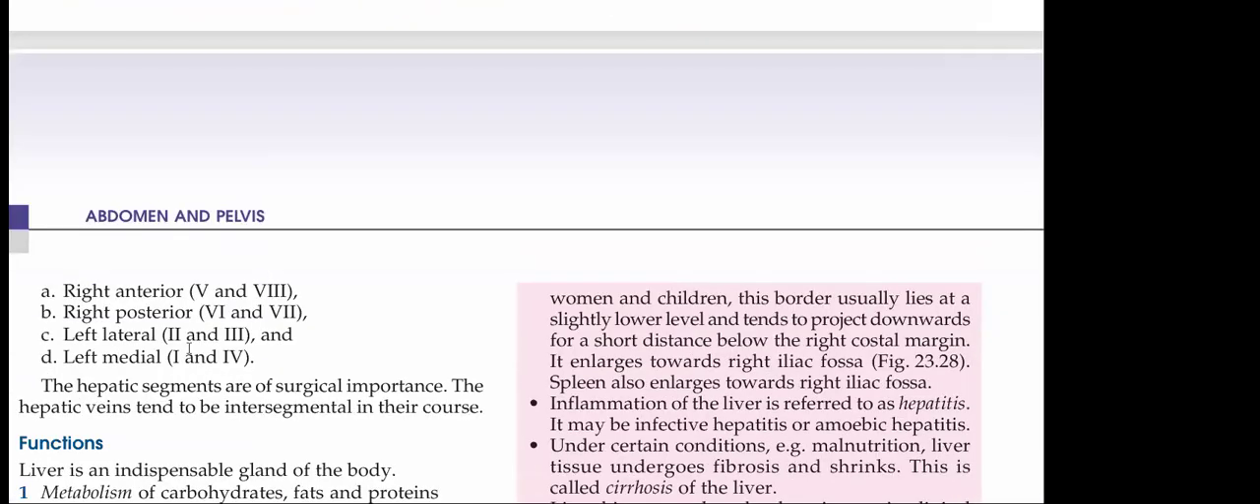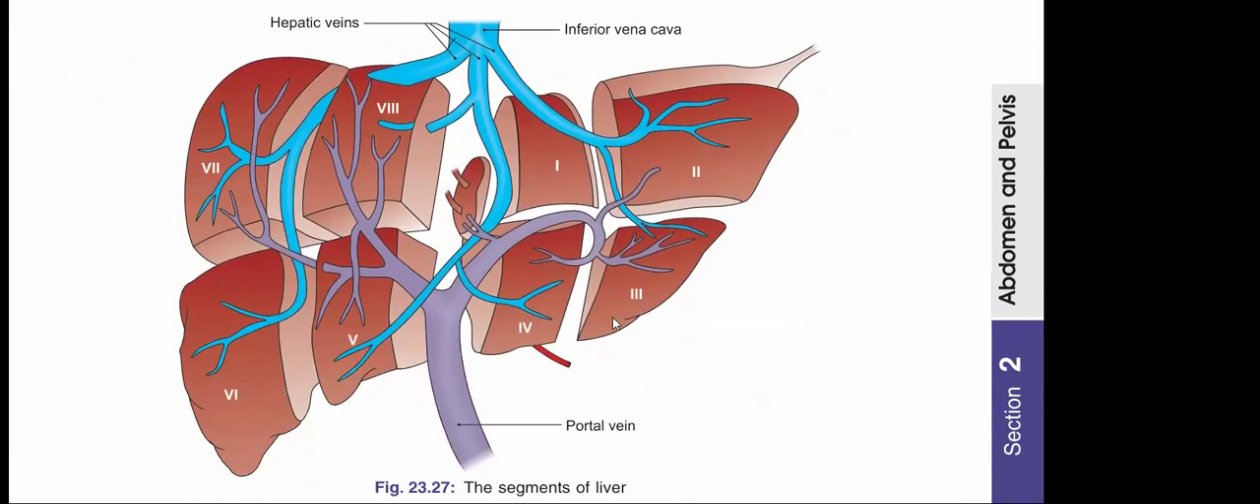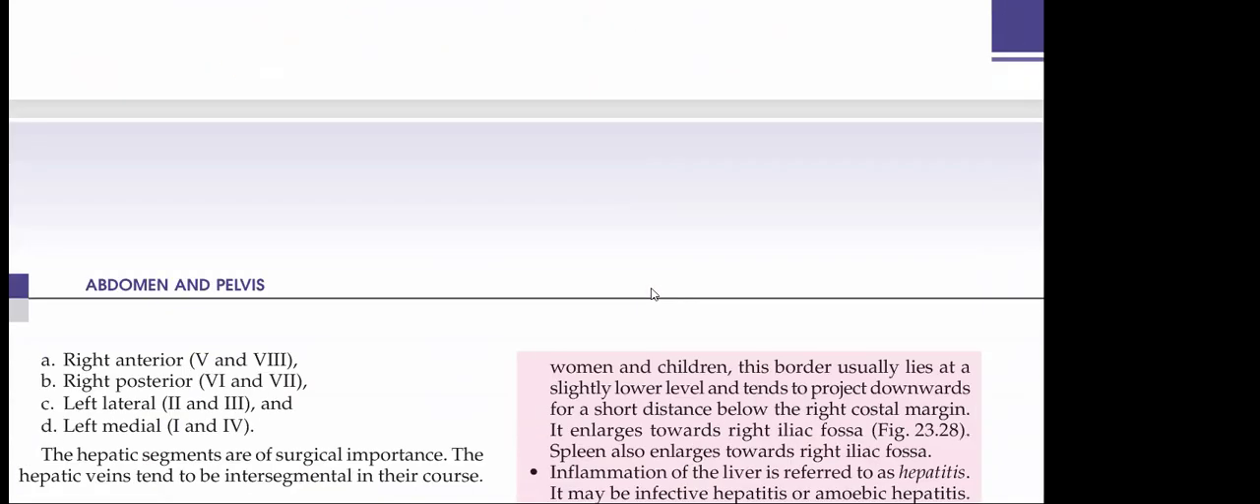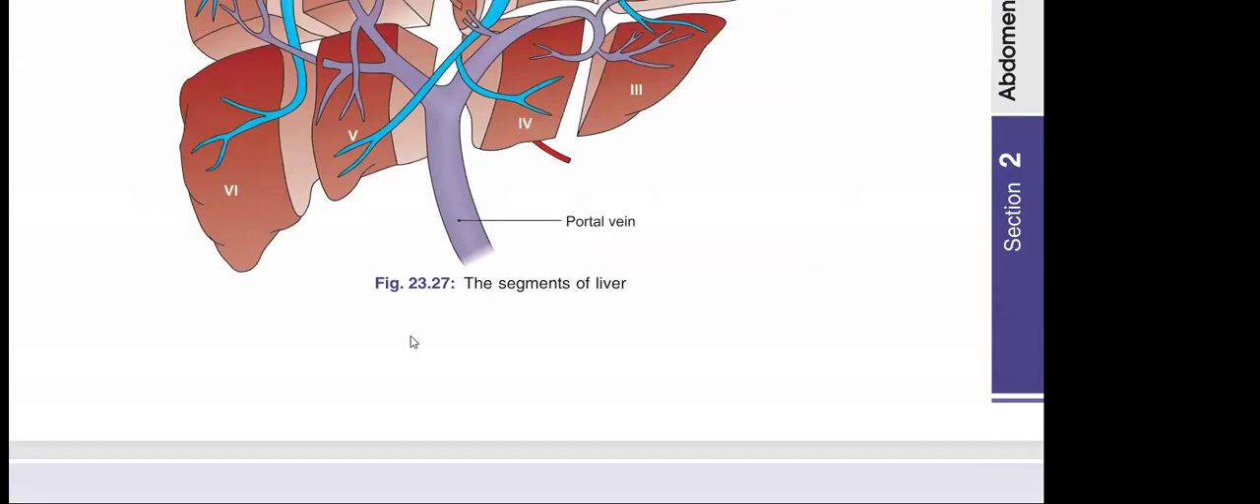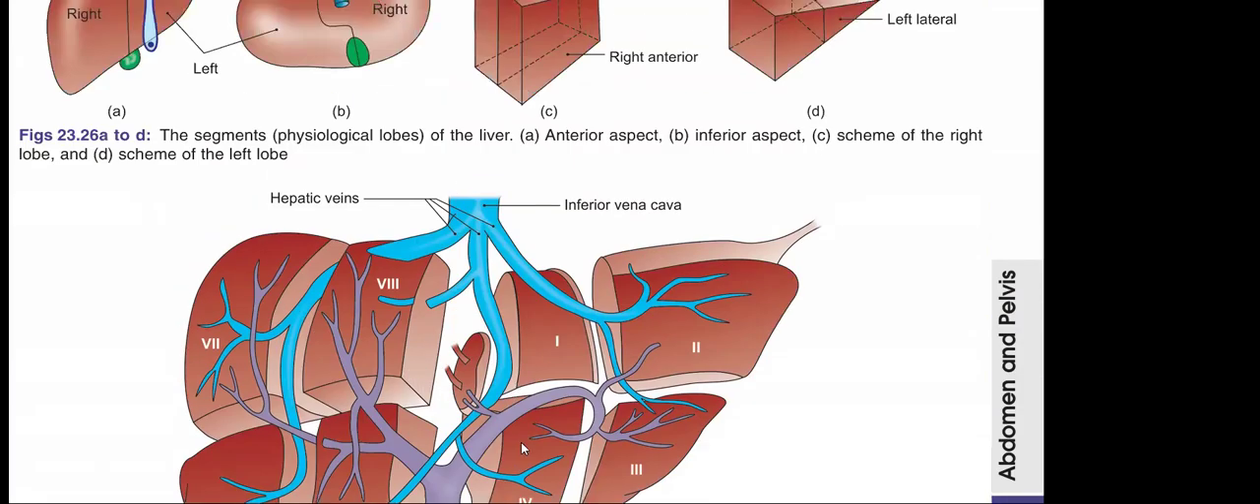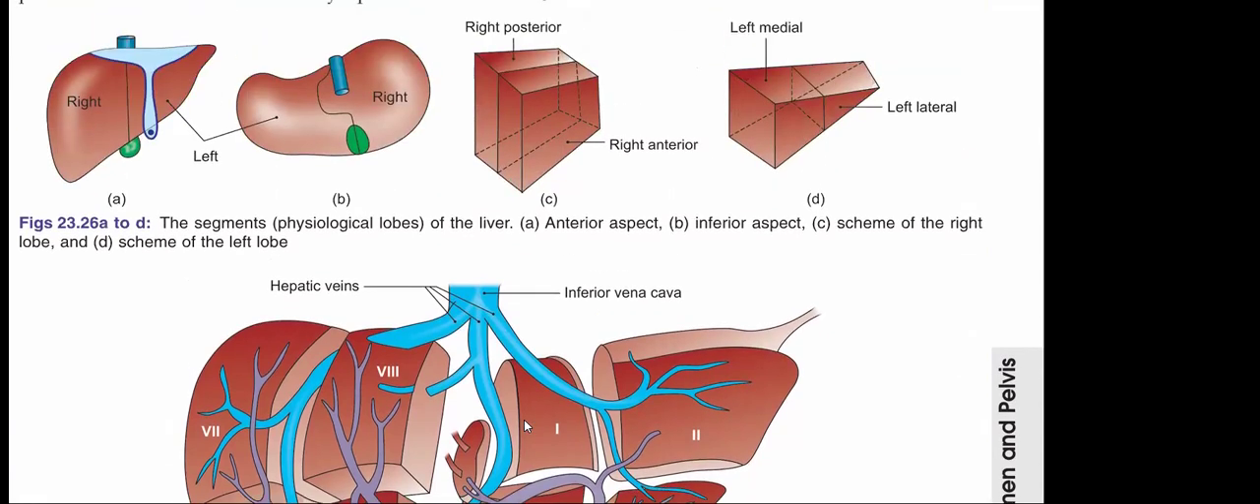Left lateral is 2 and 3. Left medial is 1 and 4. So this is the left and right lobes.